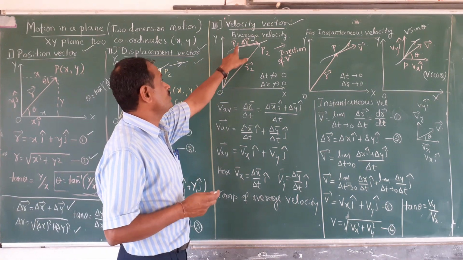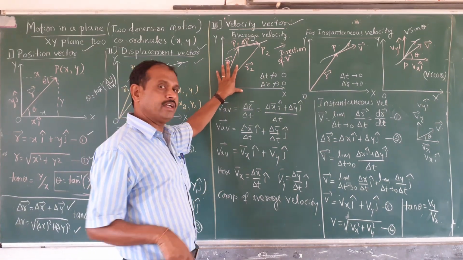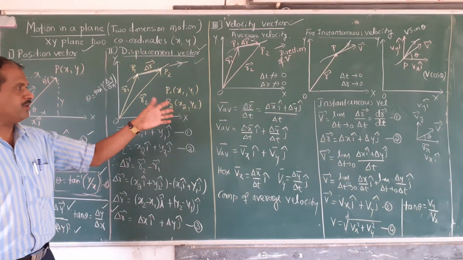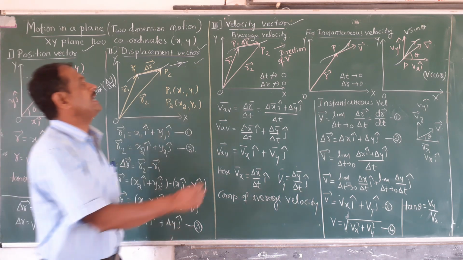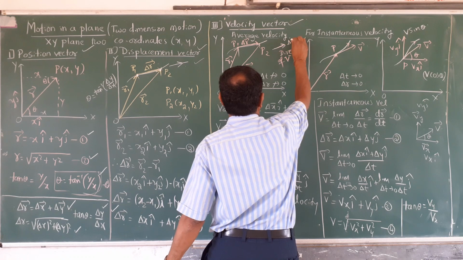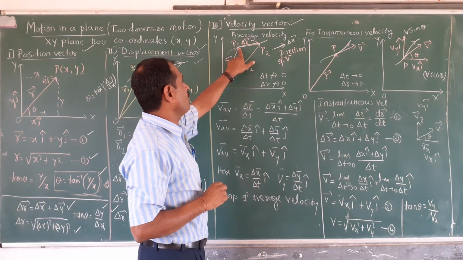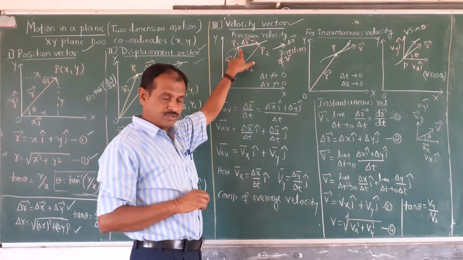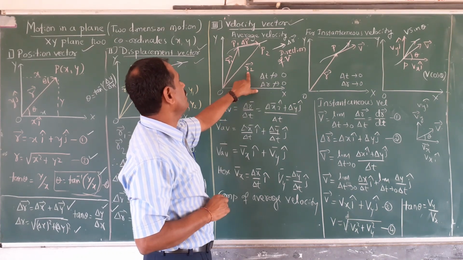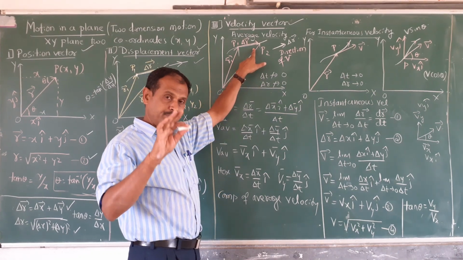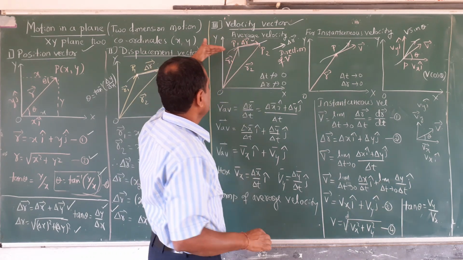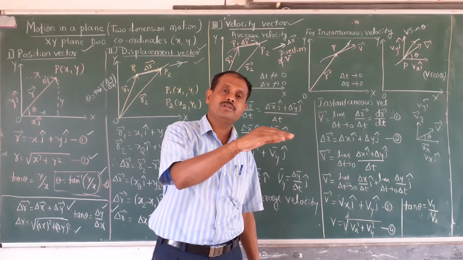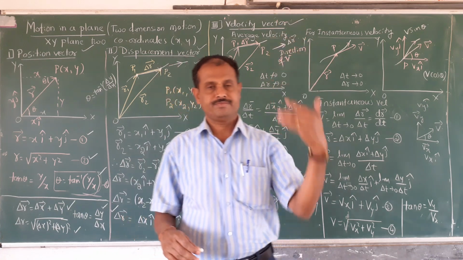Once you change the position, this is the xy plane. This is the x axis, this is the y axis. Carefully observe this. This is the direction of the displacement, from position P1 to P2. Vector R1 is the position vector for the position P1. Vector R2 is the position vector for the position P2. If there is a change in the position, this is the direction of the displacement. Definitely along the direction of the displacement, there is the direction of the velocity.